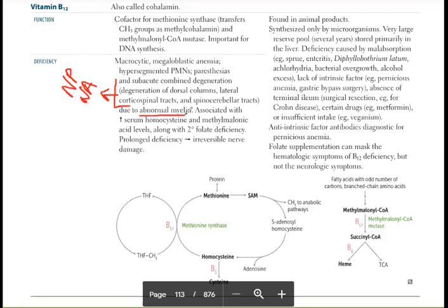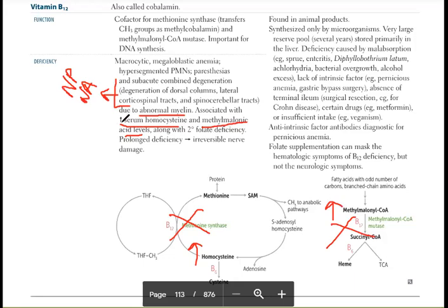Again, due to abnormal myelin. I told you that it is important in the formation of the myelin sheath. So when we lack this, there will be a problem in conduction because myelinated fibers have fast conduction. Then they're associated with increased serum homocysteine. As I told you, no B12 increases homocysteine levels in your blood, and methylmalonic acid levels also increase in blood. So both of these levels will be increased in blood.